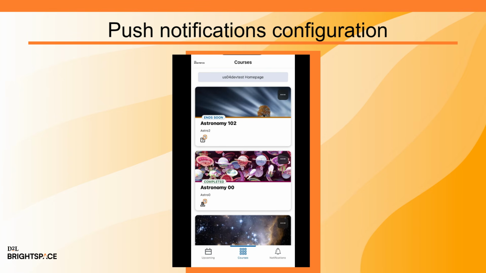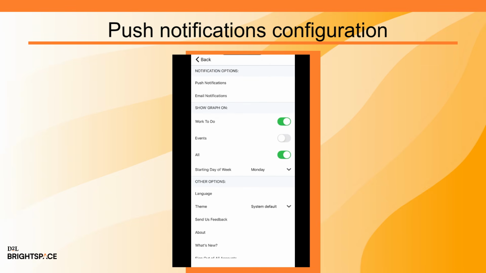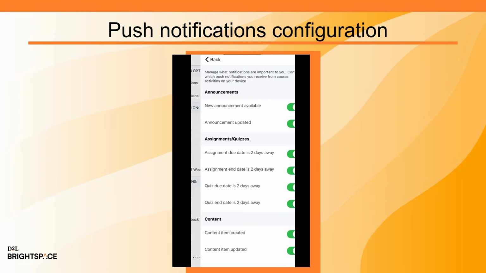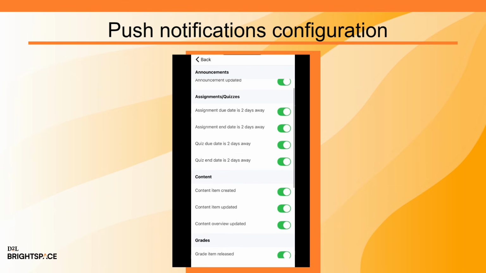You can select which push notifications you receive from course activities on your device. From the home page, tap your organization icon in the top left corner, then tap Settings. Under Notifications, tap Push Notifications. Scroll down and toggle a push notification on or off.